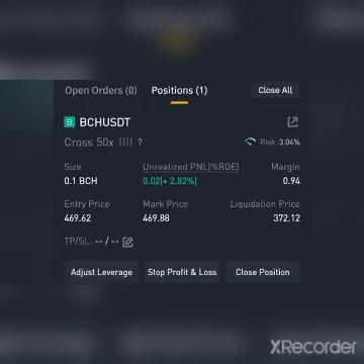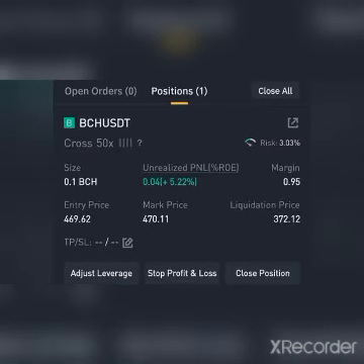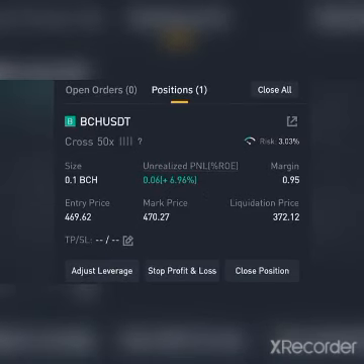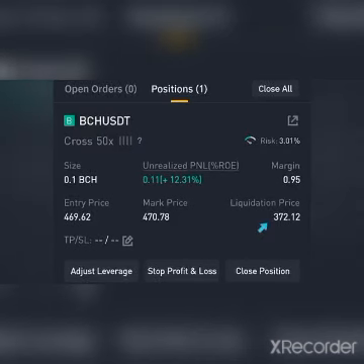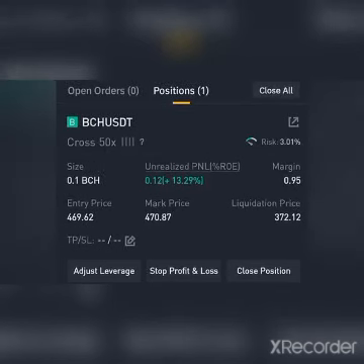The market price is the current price of the asset. The current price is around 469.77. The market hasn't even moved like that, but the return on equity is already up because I am using leverage. Right now I am on the 50x leverage. If you look at my liquidation price right there, you will notice that it is around 372.12. If the price of Bitcoin Cash decides to go down to 372.12, I would lose my money. Like, I would lose everything.